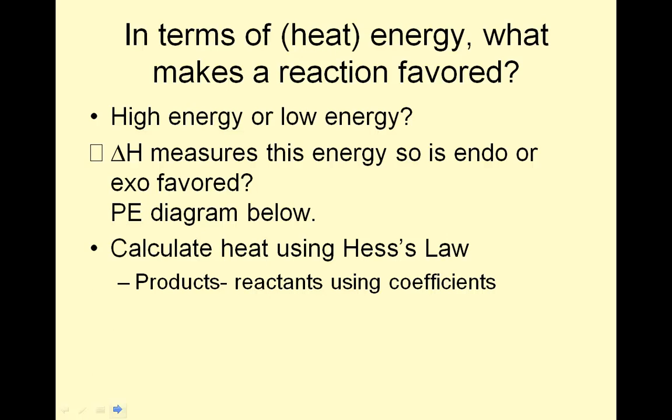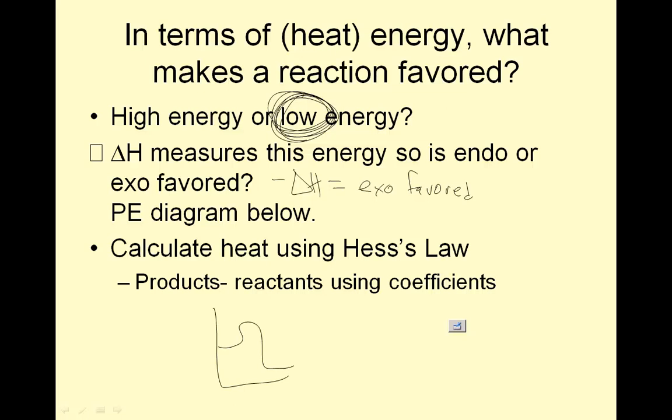In terms of heat energy, what makes a reaction favored? High energy or low energy? Remember, low is always favored. We want to end up as lower energy. It's calmer. It's nicer. It's more stable. It's not going to shake apart. Delta H measures this energy. So is endo or exo favored? So if I have negative delta H, that means exo is favored because I'm losing energy. Potential energy diagram below. Losing energy. Reactants. Products. Notice I'm losing energy. Nature likes that.